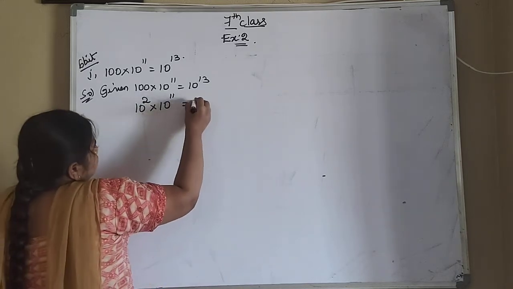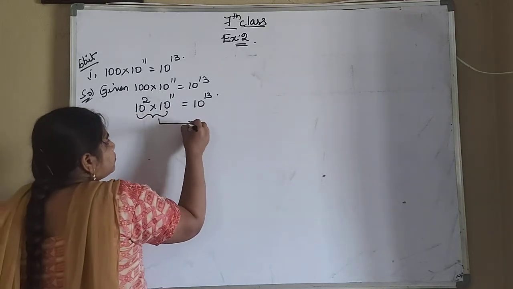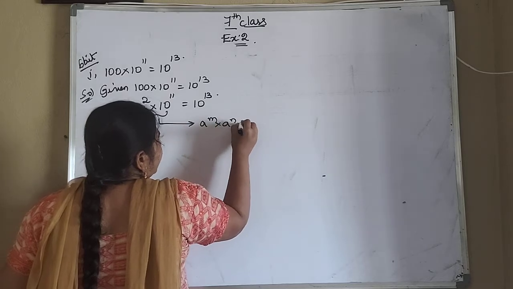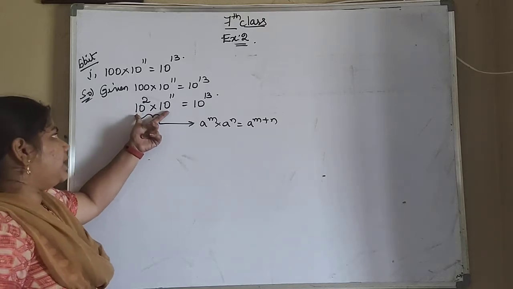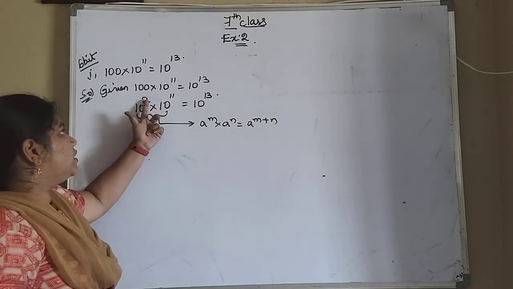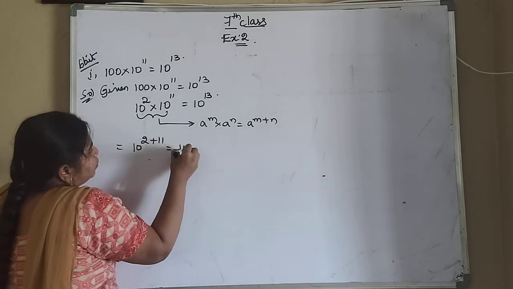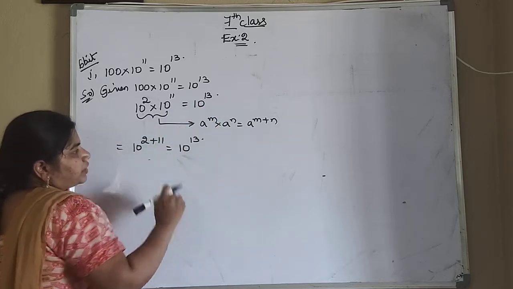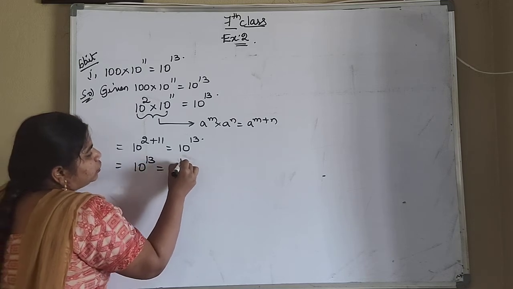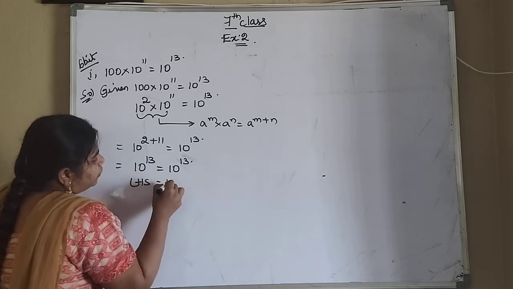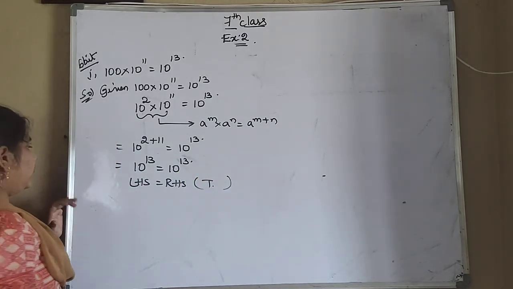Okay, now if this is equal to 10 power 13, as it is I am writing. Now this is in the form of a power m into a power n, which gives rise to a power m plus n. Both bases are equal. In the middle you have an equal to sign, so we can add the powers. That is 10 power 2 plus 11 is equal to 10 power 13. This 10 power 13 I am writing as it is. So 2 plus 11 is how much? 10 power 13 is equal to 10 power 13. That is LHS is equal to RHS. So what they gave is true here. Okay. So next one.